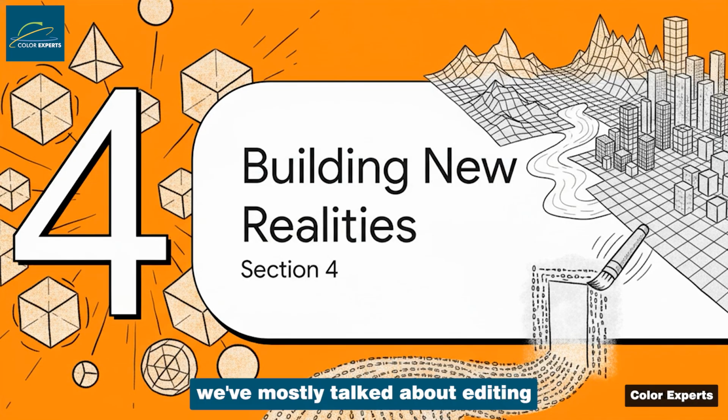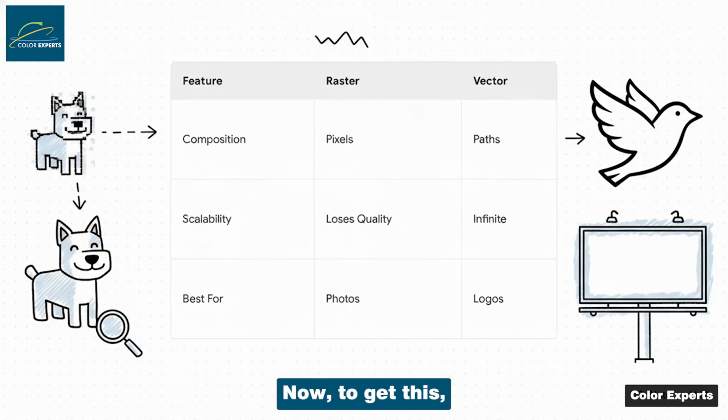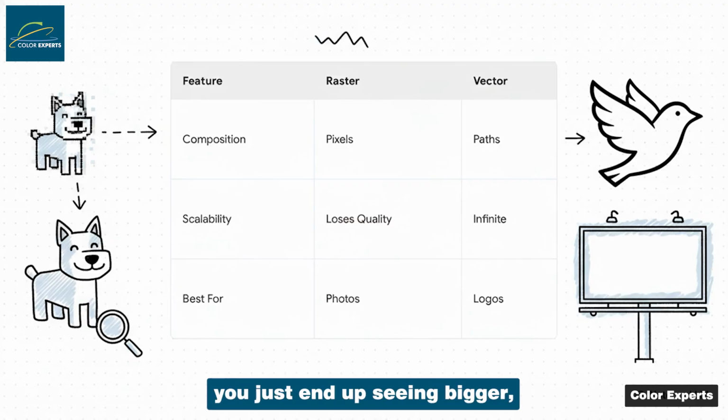So far we've mostly talked about editing what's already in a photo. But what about creating visuals completely from scratch? This is where we go beyond photography and start building entirely new digital realities. Now, to get this, we need to understand the difference between two basic image types, raster and vector. A raster image, like a photograph, is made of a grid of tiny little squares called pixels. When you try to make it bigger, you just end up seeing bigger, blocky squares. It gets all blurry and pixelated.